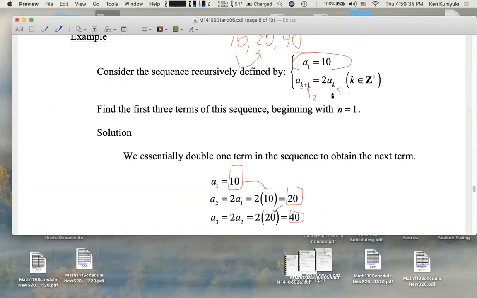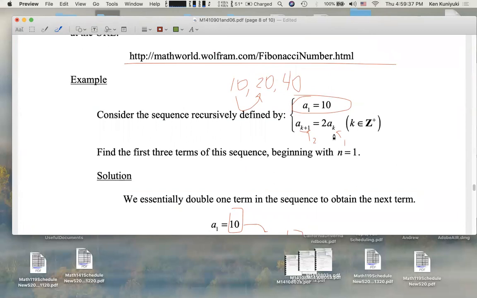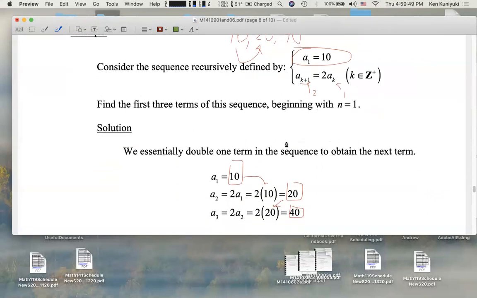So you could use this very directly, or you could look at this and go, is there a basic way I can say how I can get from one term to the next? In this case, you take the current term and double it to get the next term. Now, if your formula here is more complicated, then you're going to have to pretty much plug in.